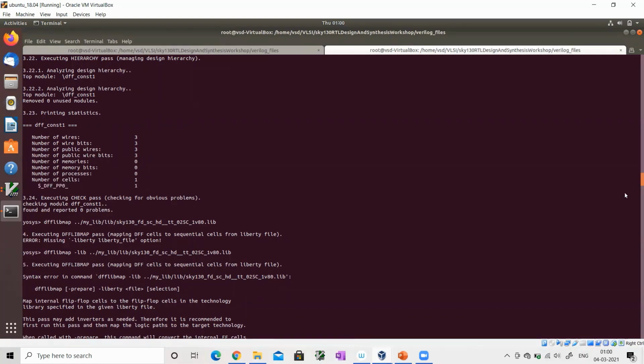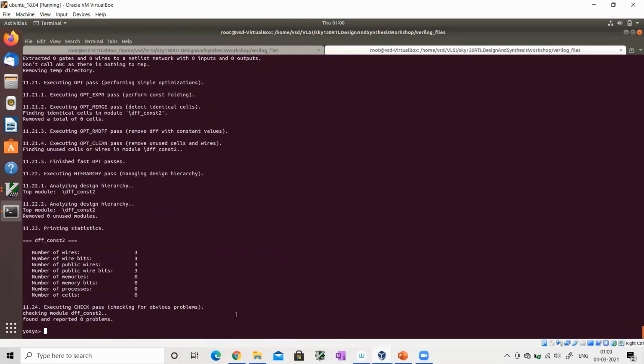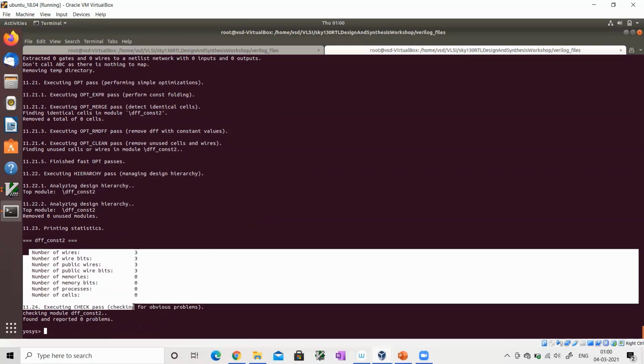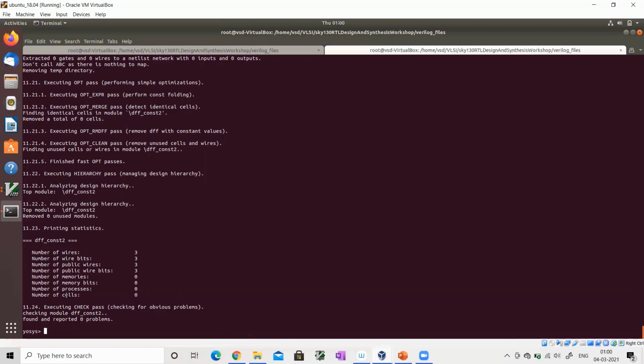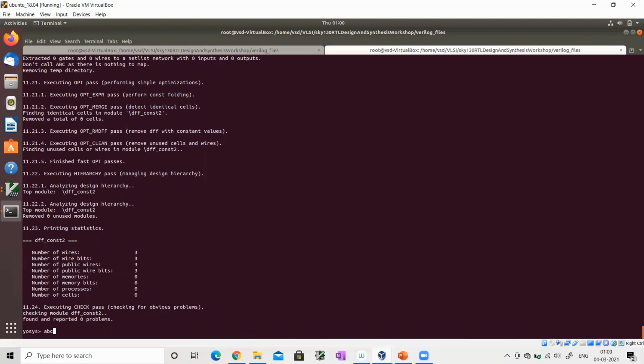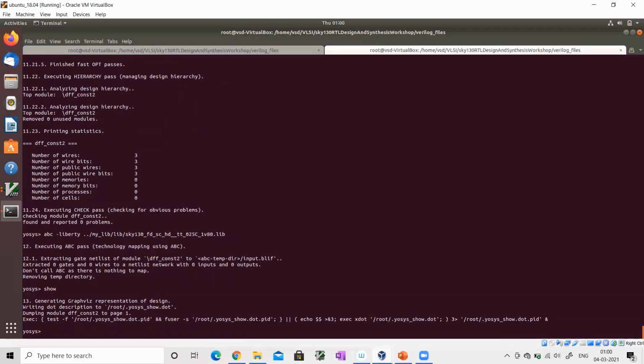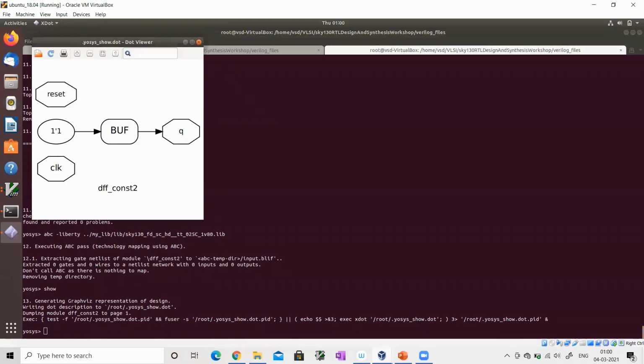It is inferring a flop here. Whereas now, when I go back to our present design, it has not inferred any flop. It has just inferred wires. It has inferred 0 cells, 0 memories, nothing. Okay, let us link our design, abc -liberty ./mylib.lib. So now I'm going to do show. Boom, there is no flop.